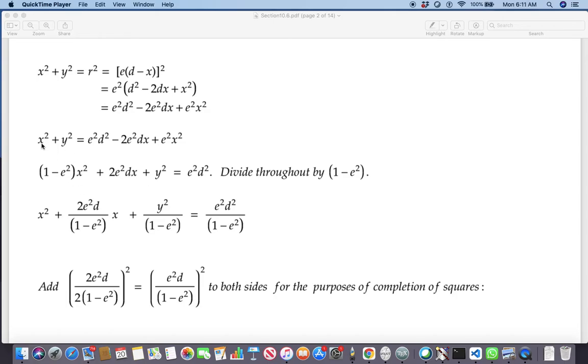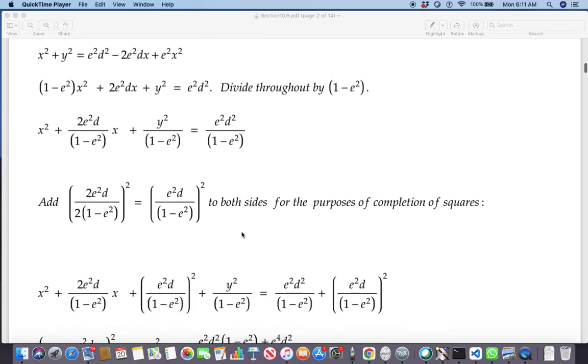Once you do this, x squared minus e squared x squared is (1 minus e squared) x squared, plus 2e squared dx, plus y squared equals e squared d squared. Divide throughout by 1 minus e squared. When you do that, you get x squared plus 2e squared dx over (1 minus e squared) plus y squared over (1 minus e squared) equals e squared d squared over (1 minus e squared).